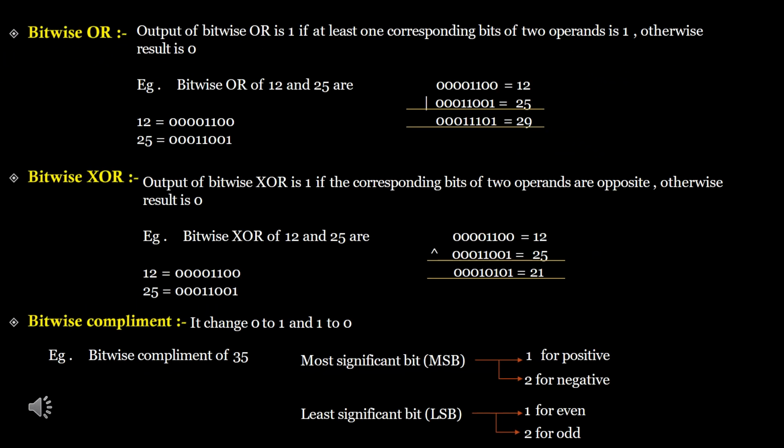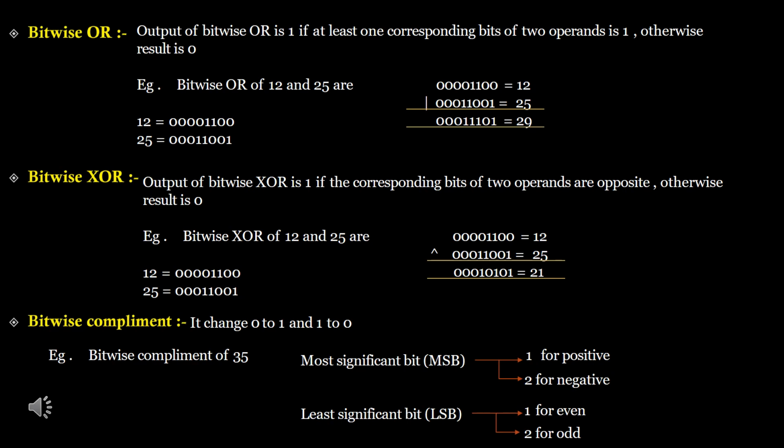Let's start with the bitwise AND operator. It returns 1 if both corresponding bits of the operands are 1, otherwise, it returns 0. For example, the bitwise AND of 12 and 25 evaluates to 8 because only the third bit from the right is 1 in both numbers.